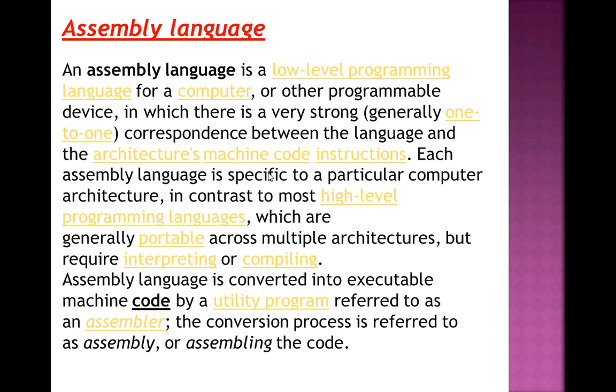Next, assembly language is converted into executable machine code by a utility program referred to as an assembler. Like I told you, there is a compiler and interpreter that convert high-level languages into machine-level languages. In the same way, there is another tool known as an assembler that converts the assembly language program into machine code. The conversion process is referred to as assembly, or assembling the code.